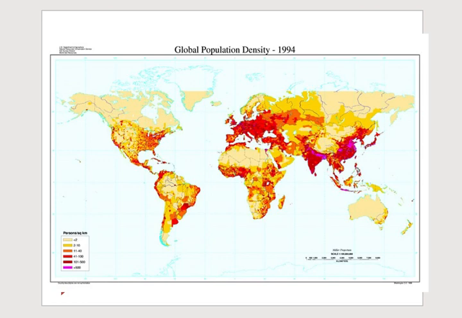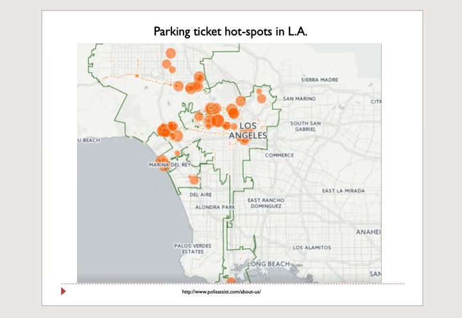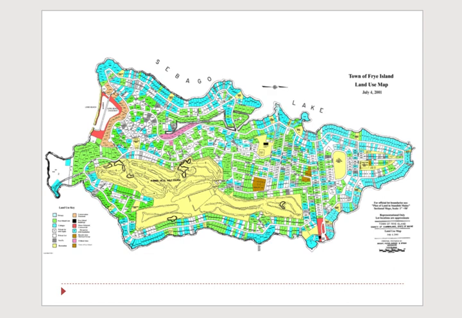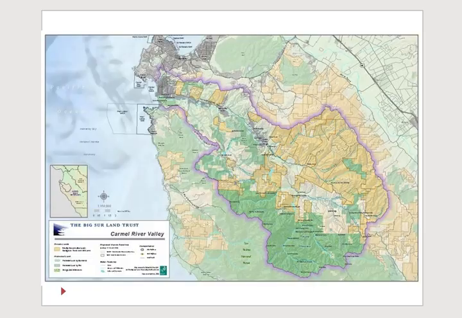This is a map of global population density in 1994. And this is a parking ticket hotspots in LA. So you could see that they made LA County pop out with the green border, and then they popped it out with the orange symbology. This is the town of Fry Island land use map. And this map is the Big Sur Land Trust Carmel River Valley. So you could see they highlighted their study area in purple.